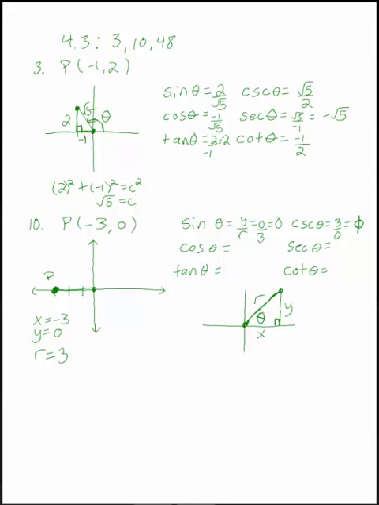Okay, cosine of theta. Now that's adjacent over hypotenuse, but I could also write that as x over r. So looking at point P here, my x value is negative 3. My r value is 3, so the cosine of theta is negative 1. The secant of theta will also be negative 1.